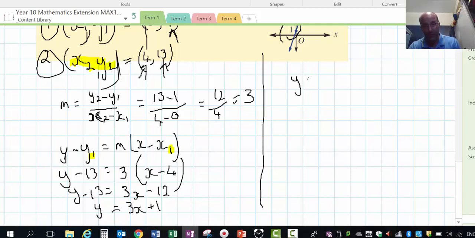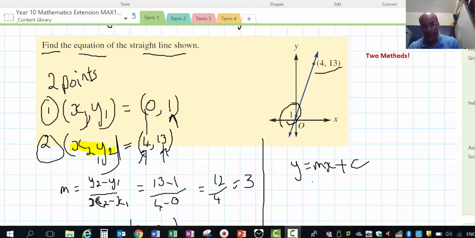Method 2 is y equals mx plus c, the other way. Well, in this case we've got some given information there. We know that we've already worked out the gradient is 3 from previous steps, so we're going to borrow that information.